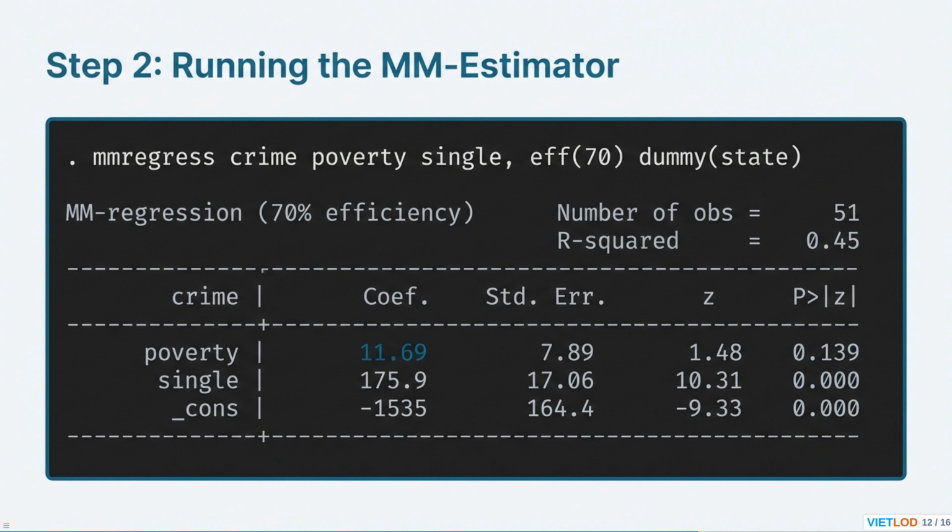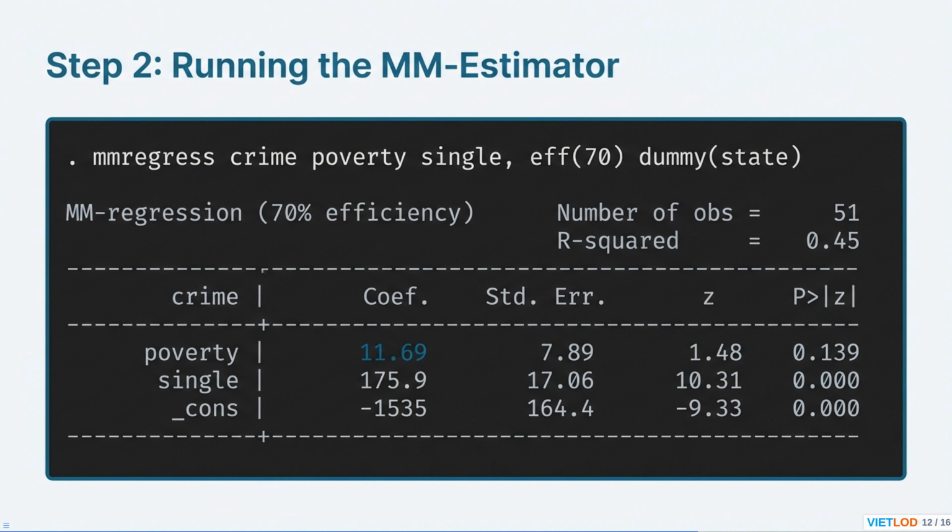The results show that the coefficient for single-parent households is 175.9 and is highly statistically significant. The coefficient for poverty is 11.69, but it is not statistically significant at conventional levels, with a p-value of 0.139. Running this command is like calling in a specialist. We've done the initial diagnosis, the plot, and now we're using a specialized tool, mmregress, to perform the main procedure, carefully setting its parameters, F70, for the best outcome.